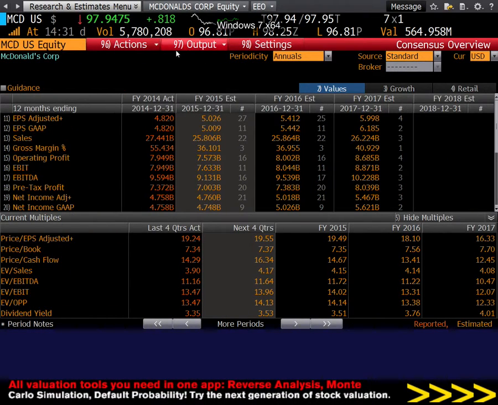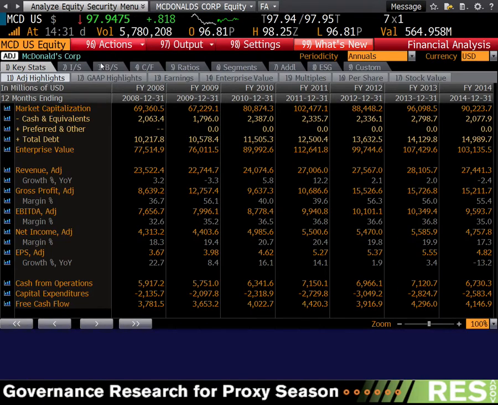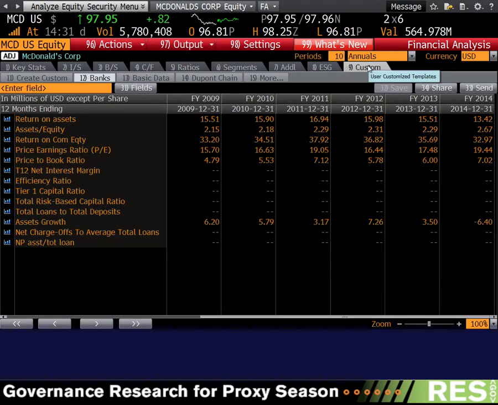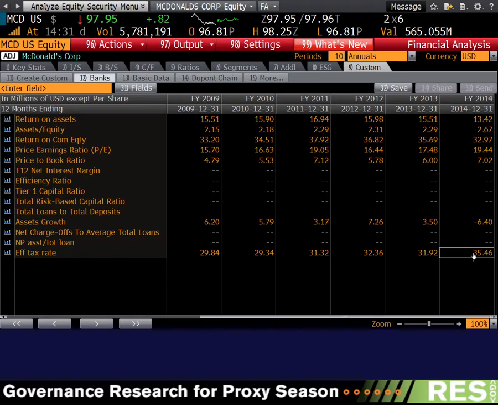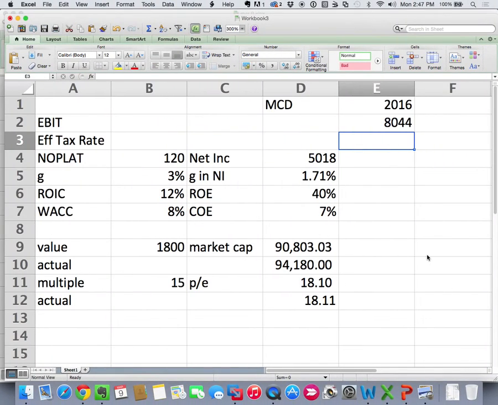For the effective tax rate, I can go to the FA screen. I can go to the custom area, and I can just type in effective tax rate. Here's 6 years of historical tax rates: 30, 29, 31, 32, 32, 35. Considering last year is a little higher, I'll just say 32%. Kind of eyeballing those, I think McDonald's is going to pay about a 32% tax rate going forward based on the last 6 years. Okay?